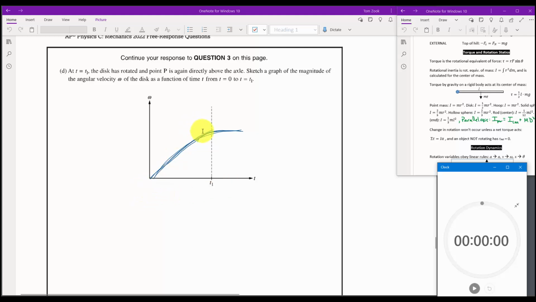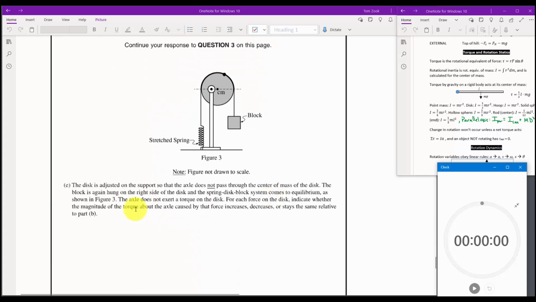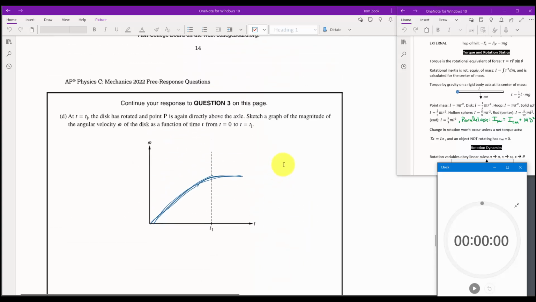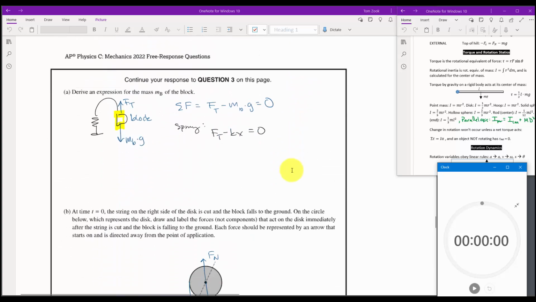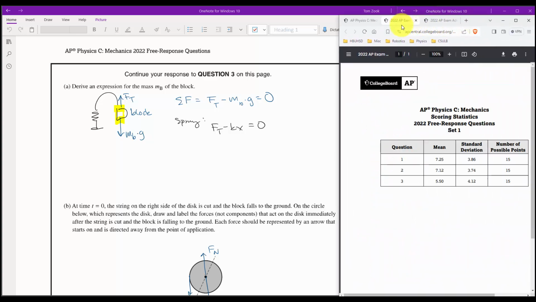It's increasing as it gets faster, but then the string's not stretching as much. And it's something along those lines. And then what do they have here? The disk is adjusted so that it's off center, and they want, I'm not doing that. Not in the time that we have. Let's go through and do some scoring of what we did put down and see if we get anywhere close to the mean value here. What was the mean value for this one?